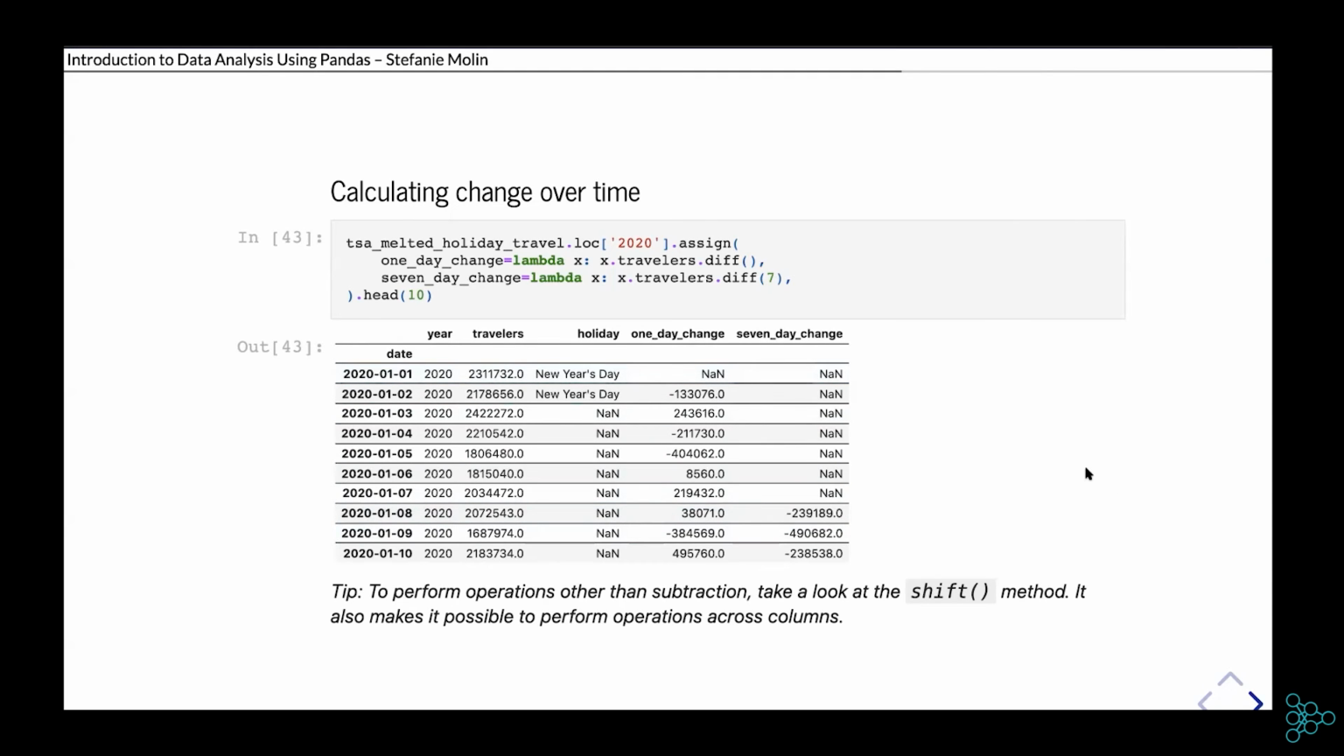So another method to be aware of is the shift method. If you wanted to perform some operation like this, but maybe you didn't want subtraction, or you wanted to, say, look at the difference between different columns over time, you can do that with the shift method.